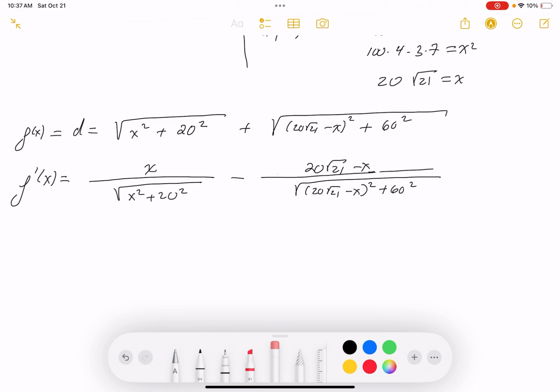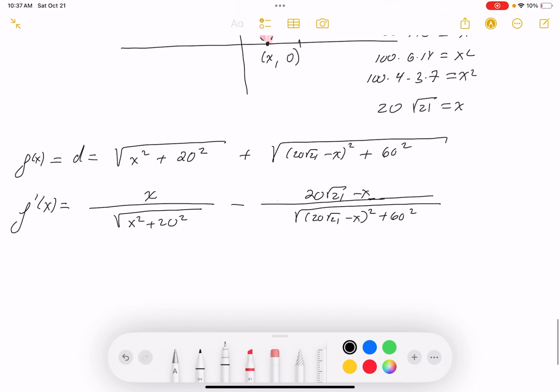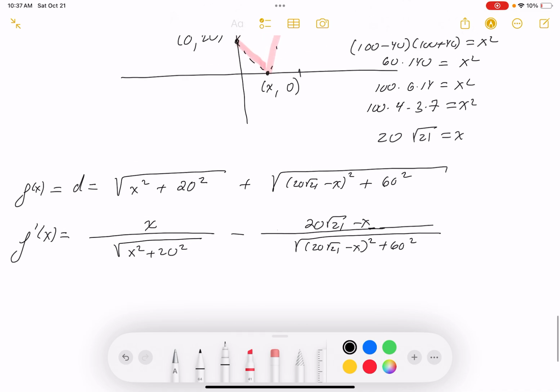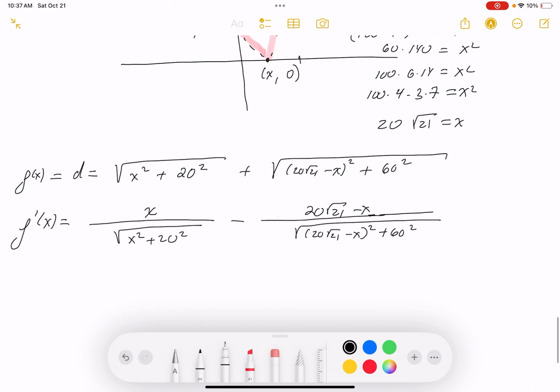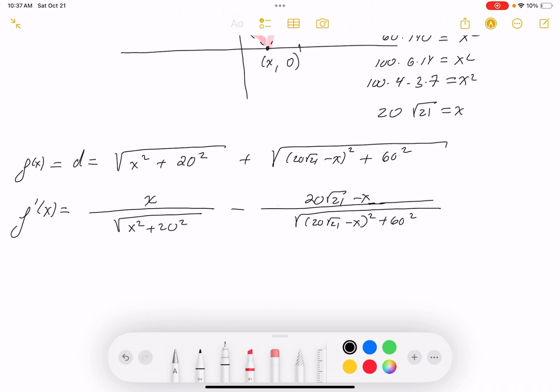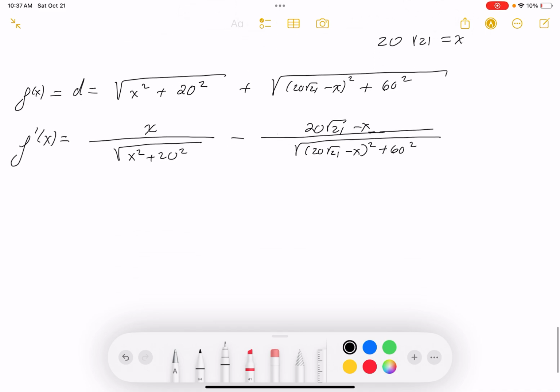And what am I basically looking for? I'm looking for the x value that minimizes this. And I know my region of interest is going to be between x from 0 up to 20 root 21. So my problem now is, can I figure that out? And I think so. By that I'm looking at when does it equal 0? I'll write this down. It's going to be when x over the square root of x squared plus 20 squared is equal to 20 root 21 minus x.